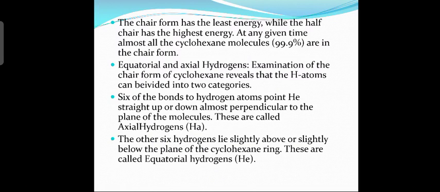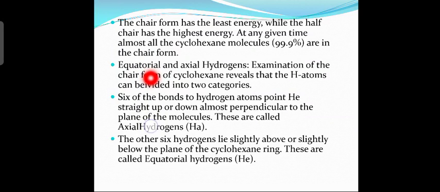Next slide. The chair form has the least energy. You know from the graph that the chair form has the least energy, while the half chair has the highest energy. Highest peak means highest energy, so it is less stable. Least energy means it is more stable. So at any given time, almost all the cyclohexane molecules, that means 99.9%, are in the chair form. Since cyclohexane in the chair form has the least potential energy, 99.9% of the molecules exist in which form? Chair form.